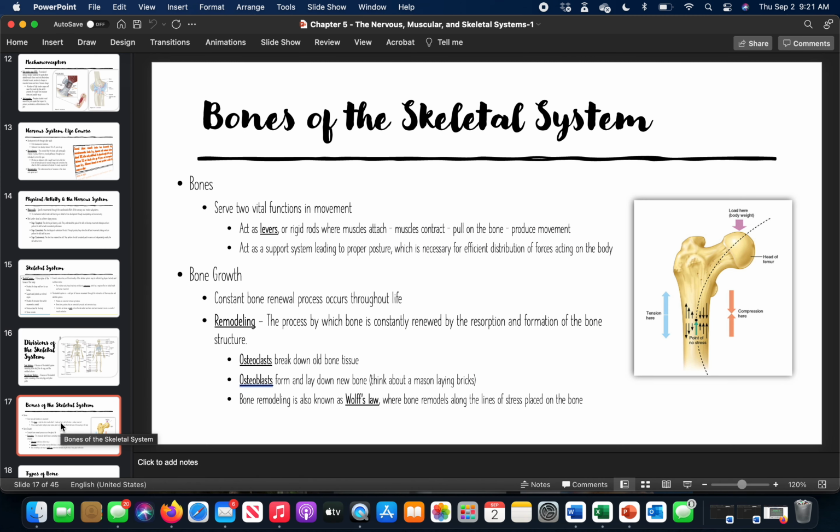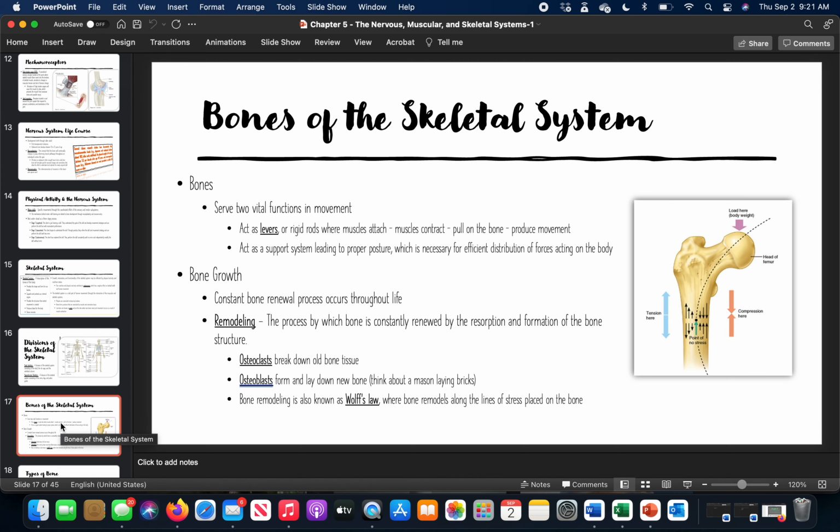So again, with bones, we know that they serve two very important parts. They create a movement pattern using them as a lever, and levers we'll get into in another chapter. A lever provides an axis of rotation, and where the forces are placed will create a movement in some way, shape, or form. And then your support system for proper posture, and with proper posture, you can have proper distribution of force.